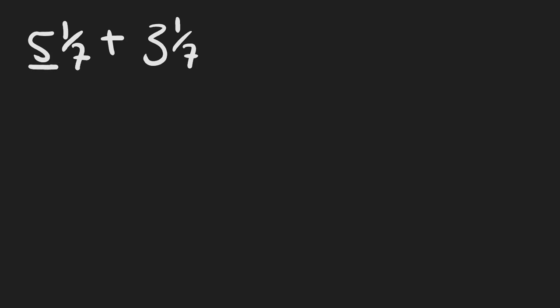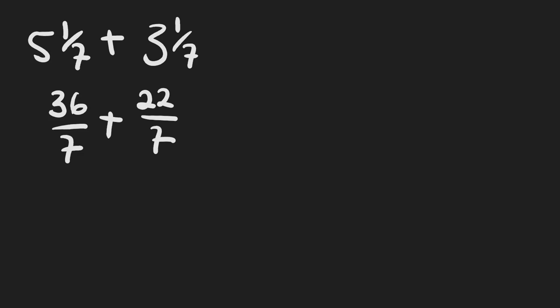All right, let's see one more example that has to do with mixed fraction. So we have 5 1 over 7 plus 3 1 over 7. So using the first method, we're going to convert it to improper fraction. It's going to be 5 times 7, which is 35. And 35 plus 1 is going to be 36. So we're going to have 36 divide 7 plus 3 times 7 is 21. And 21 plus 1 is 22. So we're going to have 22 divide 7.